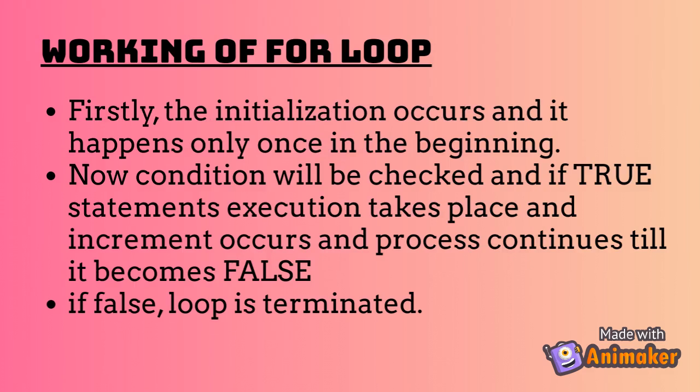Working of for loop. First initialization occurs and then condition is checked. If condition is true, statements get executed and then control goes to increment or decrement and again condition is checked and so on. This process goes on until condition is false. Here initialization takes place only once. Have a look at the flowchart for better understanding.